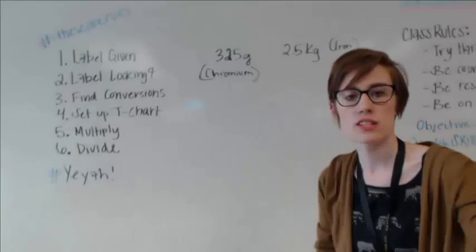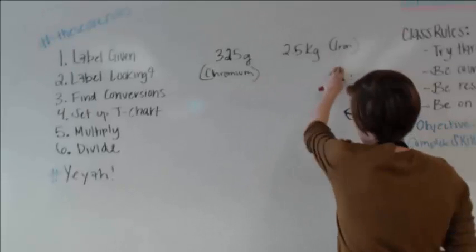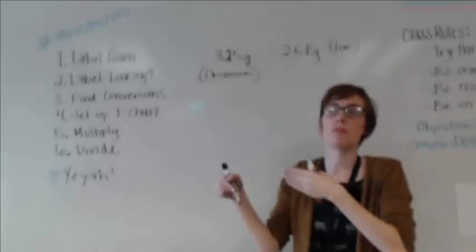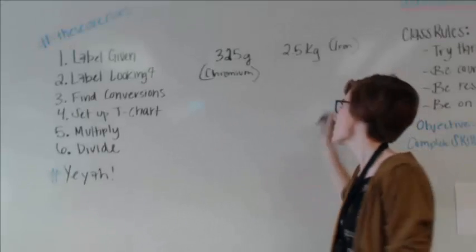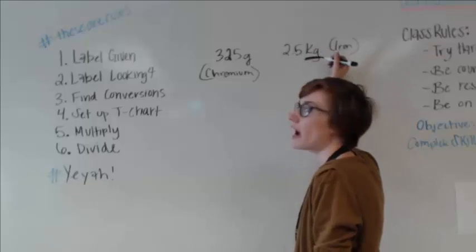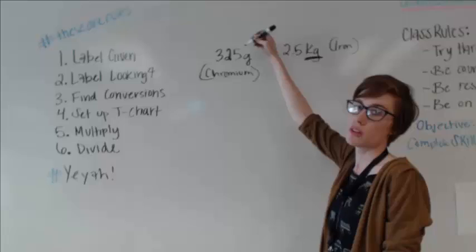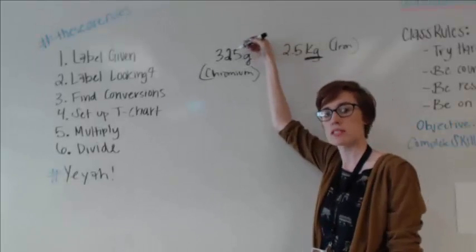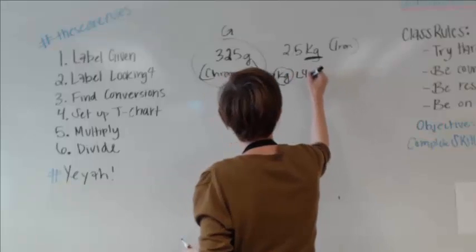Okay, so this one's a little bit different because it's a 2-step problem. We have chromium and we have iron, and they want to know the total mass, so what they're really wanting us to do is add them together. Okay? And they want the mass in kilograms. So this guy right here is already in kilograms, so he's good to go. The only thing we need to do is first we have to convert grams to kilograms, then we can add them together. So kilograms is what we're looking for.